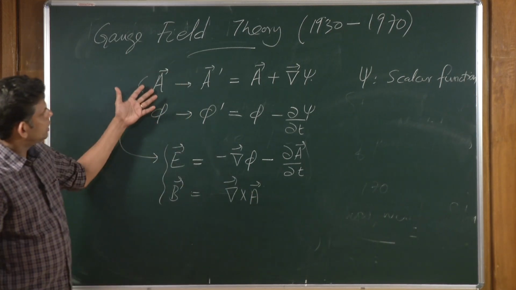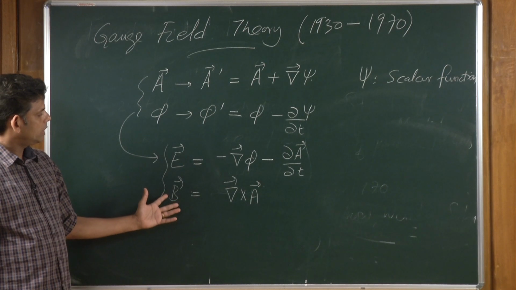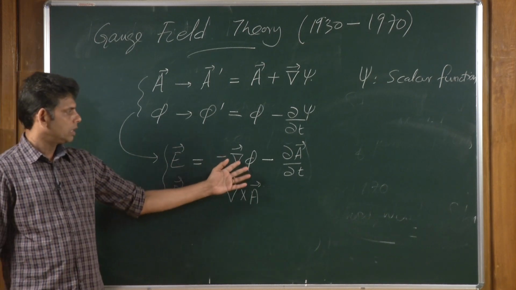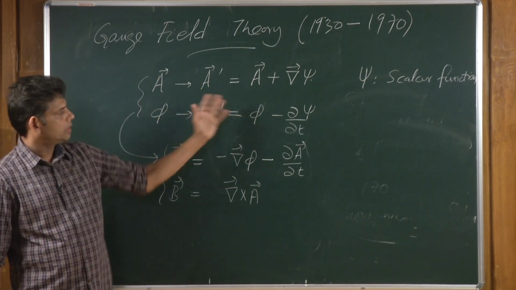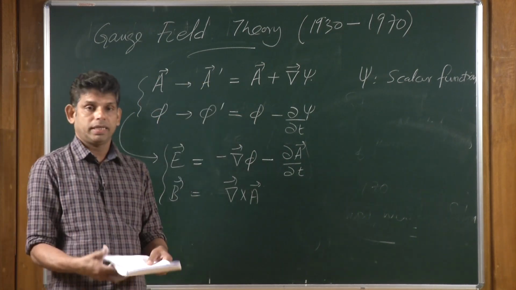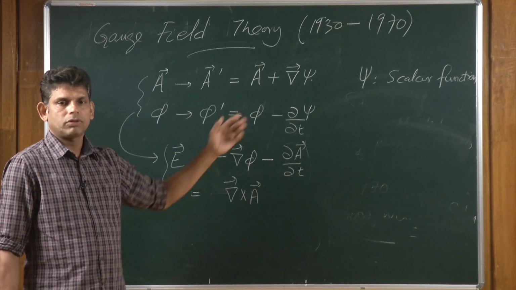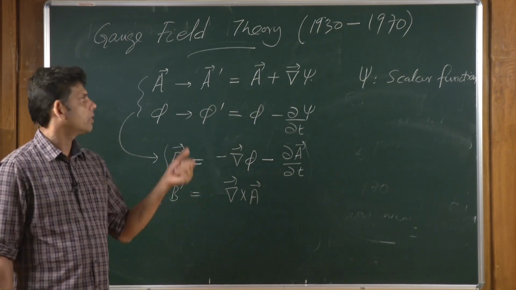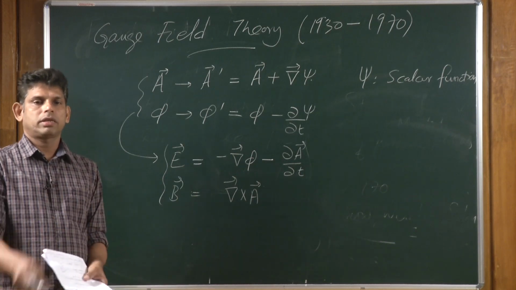So, if you change A to A prime and phi to phi, this E is not going to be affected according to this. So, there is an arbitrariness in this, or in the other sense it is a symmetry. This change of A to A prime is called the transformation, and that transformation is called the gauge transformation.